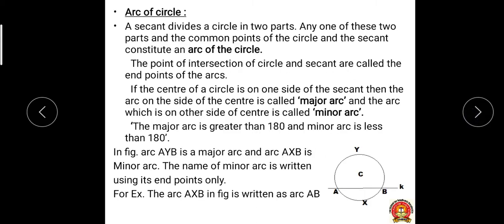Now the next concept is the arc of a circle. What is meant by an arc?